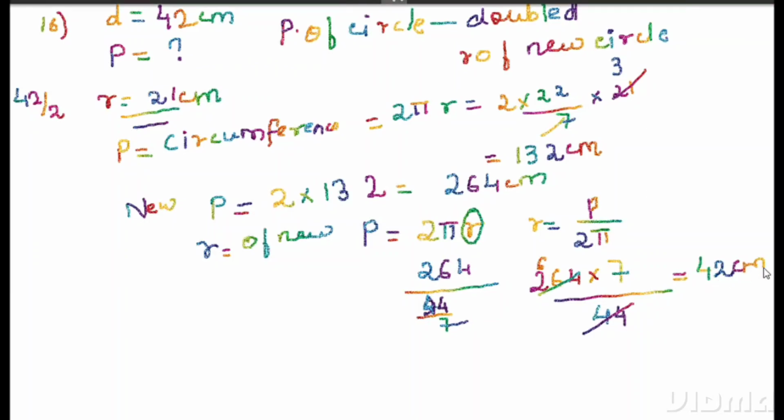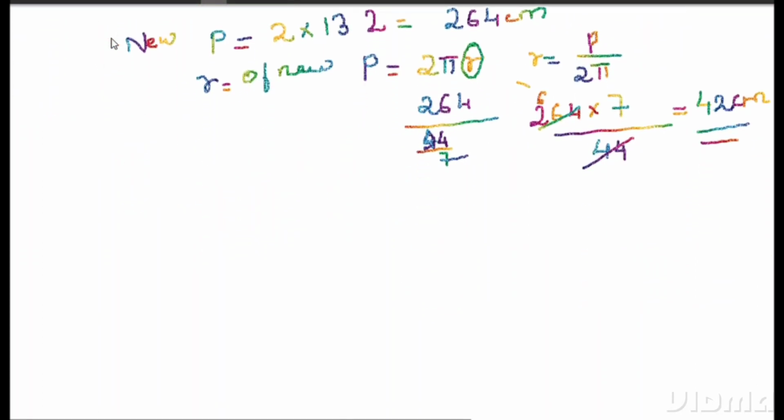So this was also simple. Just the trick was instead of circumference, they mentioned this as perimeter. So this was the 16th question. Now let's move on to the 17th question. So what does my 17th question say?